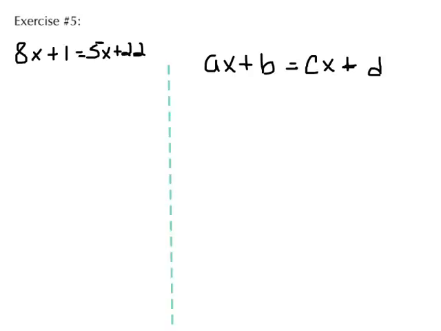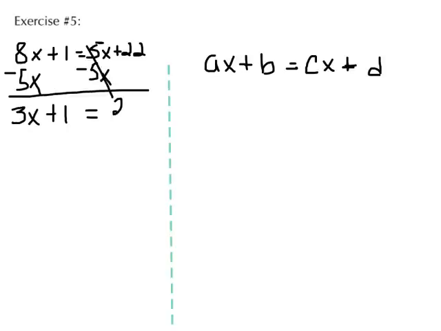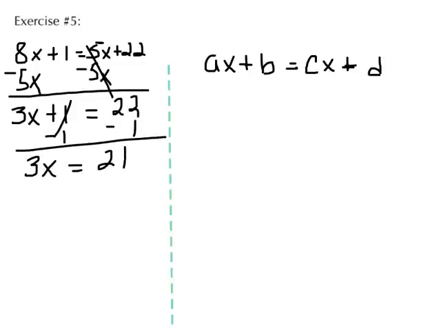Let's look at solving this equation. 8x plus 1 equals 5x plus 22. I'm going to move the 5x so it's on both sides. So 8x minus 5x is going to give me 3x, plus 1 equals 22. Minus 1 on both sides. 3x equals 21. Divide by 3. Divide by 3. x equals 7. Now that didn't seem too difficult.